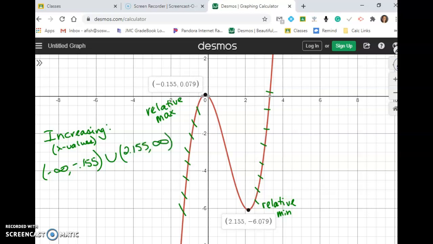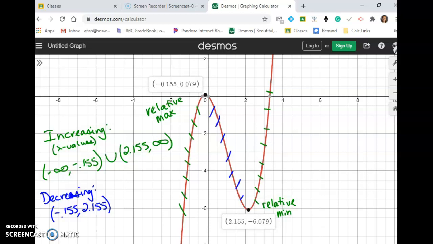Now, decreasing. So we're going down the hill. Pretty self-explanatory there. Again, using only the x values, we're going from negative 0.155 to positive 2.155. Only one interval there. We don't need a union. So looking at that, we have a relative min and max. We do not have an absolute.